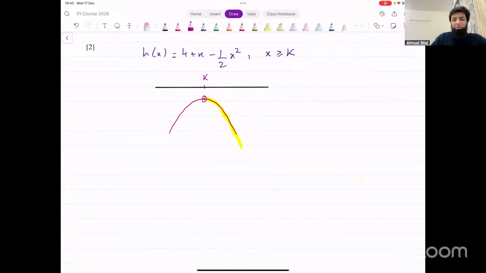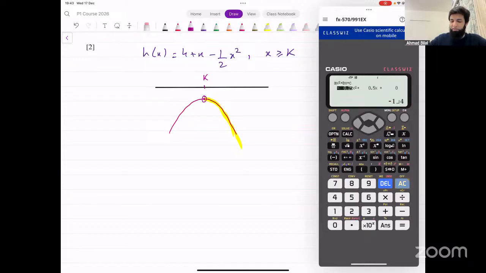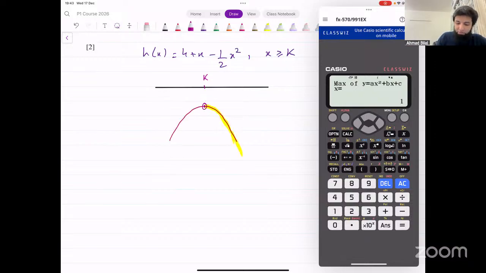How do you find the turning point of this function? Again, all we have to do is put this here. The x squared coefficient is minus 1 over 2, that's minus 0.5. The x coefficient is 1, the constant term is 4, and that gives you the x coordinate of the turning point, which is 1. And that's all that we really want. The x coordinate, but the y coordinate, if we wanted, that's 9 over 2 or 4.5.